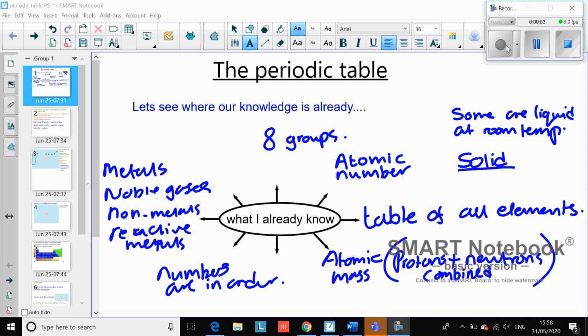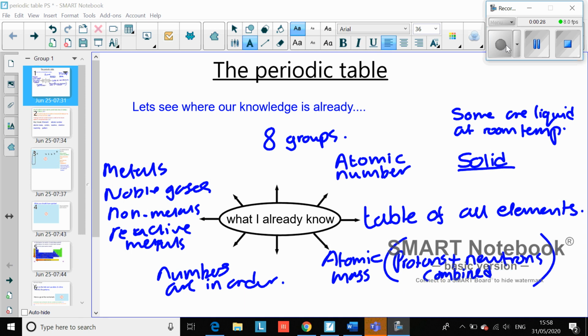Right, hello Year 8. So today what we're going to do is look at how we developed the periodic table. Now you've seen the periodic table probably in science classrooms all the time, so you know what it looks like, but hopefully we're going to look today and understand exactly how we came up with the modern periodic table. So what we already know.